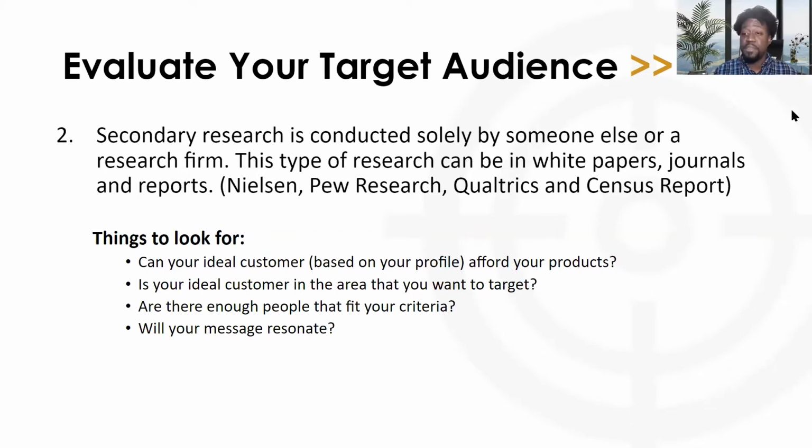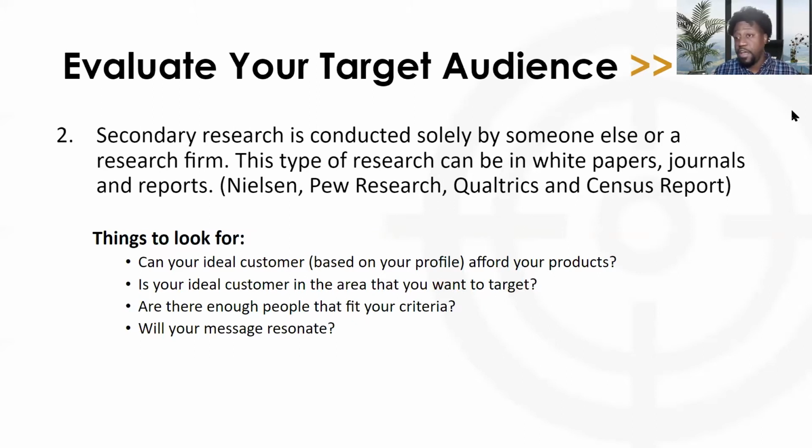Some of these sites you may have to pay for to get some of the white papers or journals, but some of the information, such as the census report, is absolutely free. You just go onto the website and type in the information that you need. So if you want to target people who are in New York City, you can type in New York City, and it'll come up with all the information: income information, education, do you live in a home, do you live in an apartment?